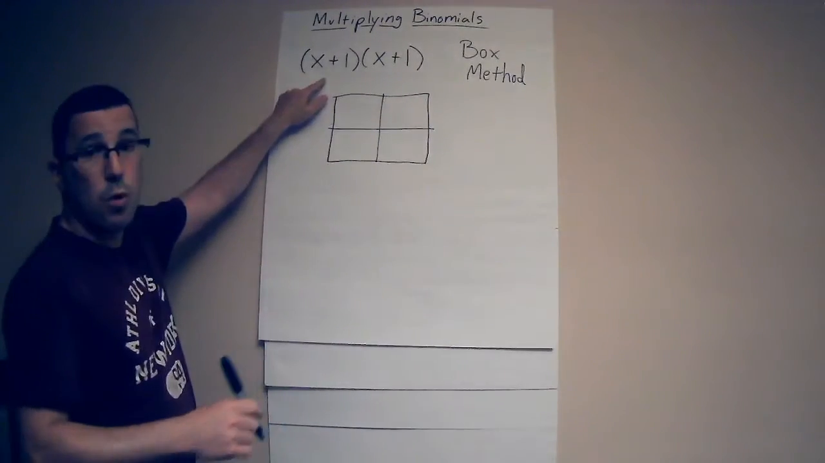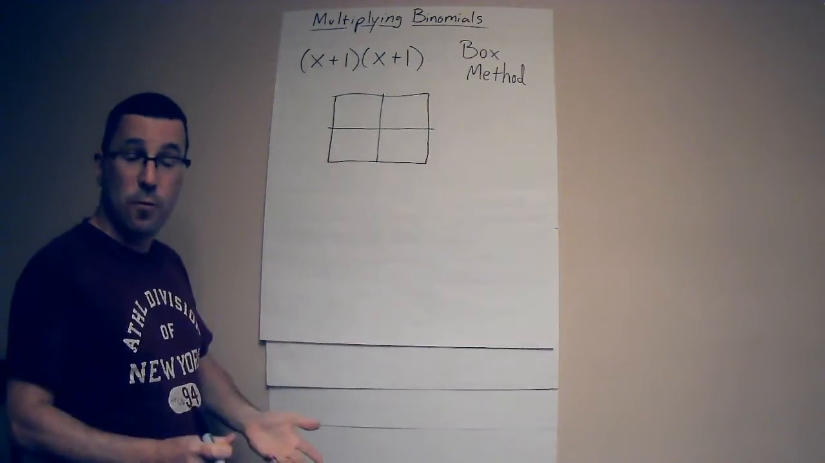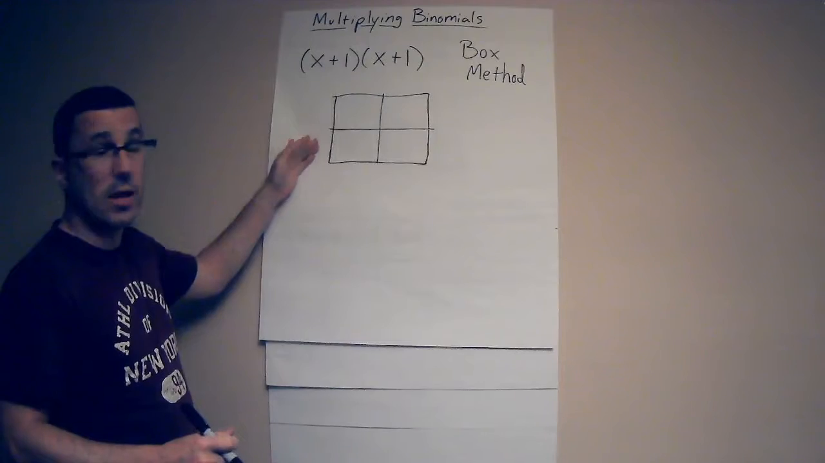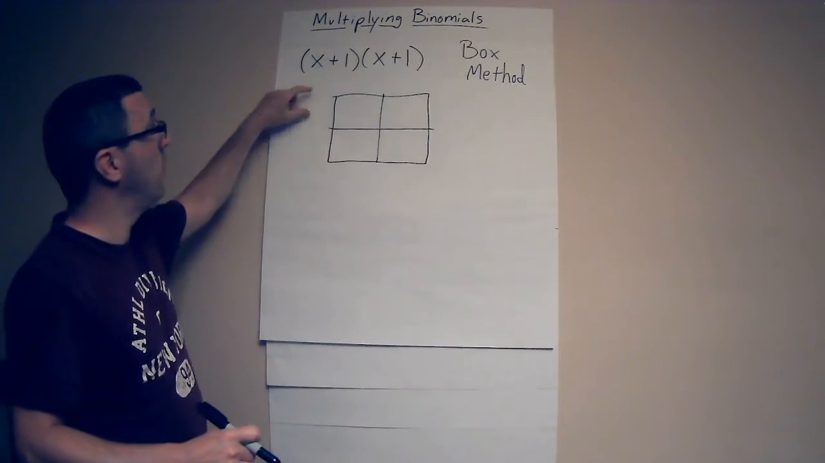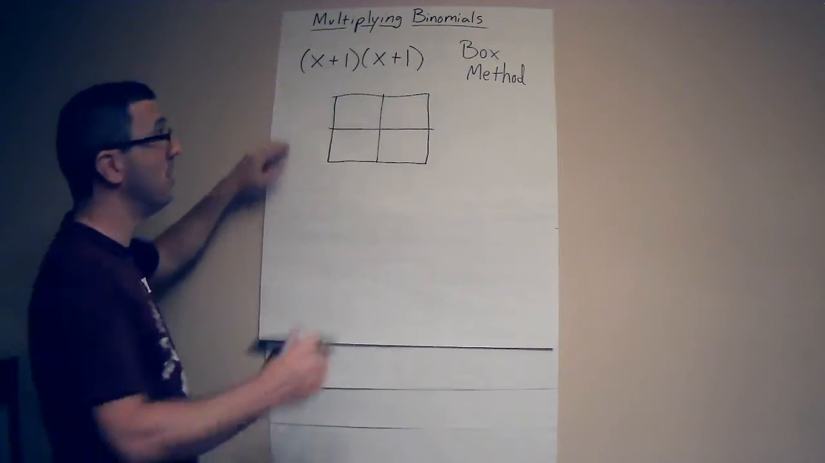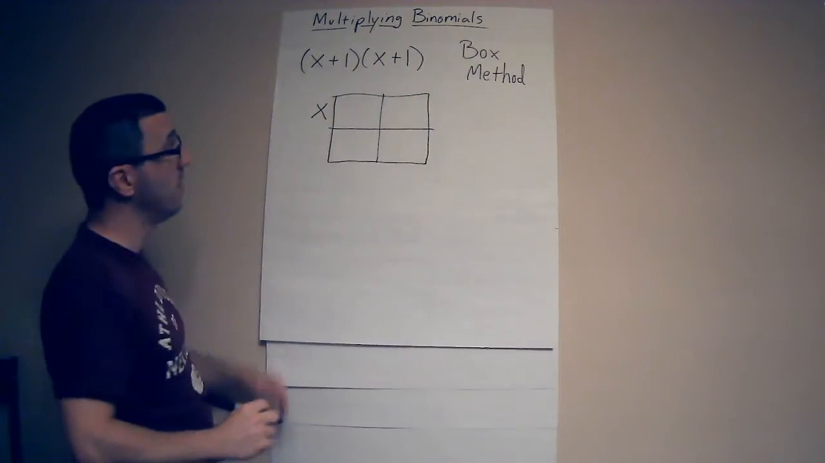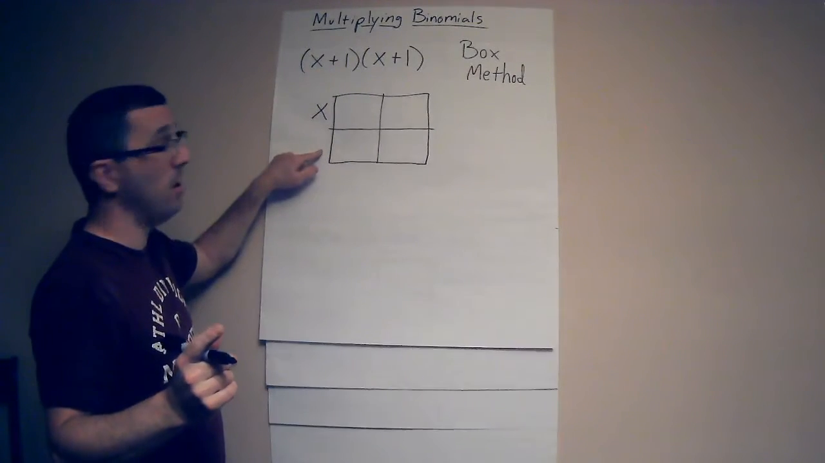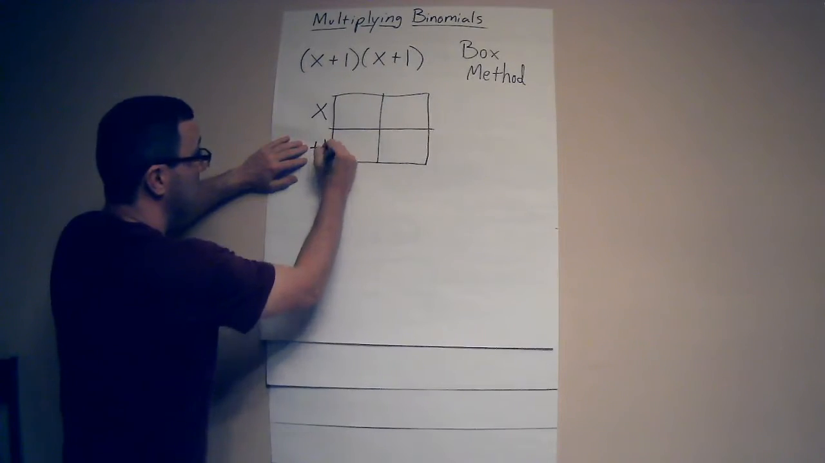But what we usually do is we take one term, and I'm going to start with the first, I keep saying term, sorry, the first binomial, and we're going to put it along the side. So the first term of that binomial, we're going to put next to the top box. Our first term is an x, so I'm going to put an x there. The second term, along with its sign, I'm going to put next to the bottom box. So plus 1.